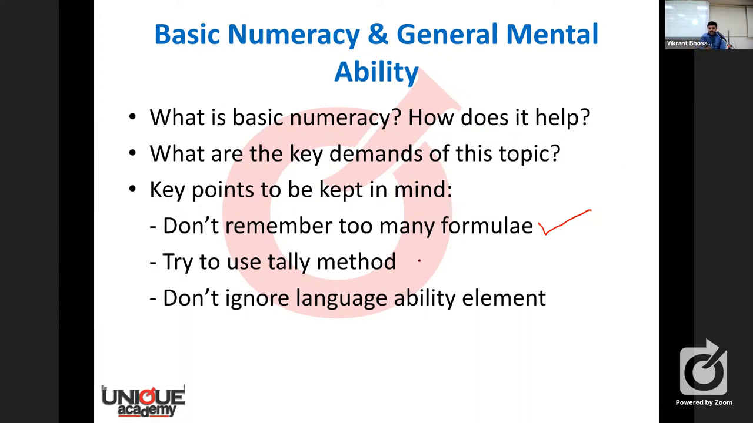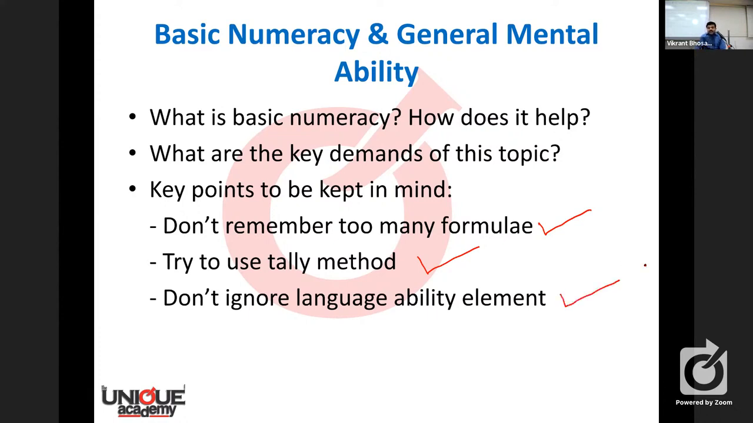Second, sometimes you can use the tally method. Tally means, instead of undertaking a step-by-step method to solve the problem, you can simply look at the options and cross-check which option fits the answer. Is that clear? So that reduces the amount of time needed to solve the problem. This is known as reverse engineering. You already have the answer given in the options, right? Instead of solving the problem, you just look at the answers and see which option solves the question. That's all.